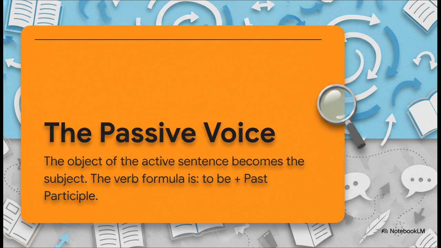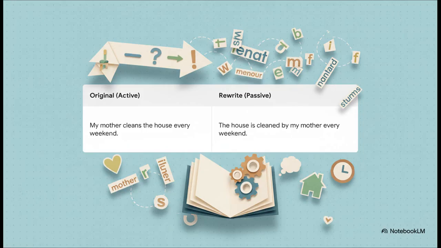The formula is actually pretty simple. You just grab the object, stick it at the front of the sentence, and then use the verb to be with the past participle. Okay, let's look at another one. So in the first sentence, my mother is the one doing the cleaning, right? She's the focus. But in the second one, bam, the house is suddenly the main character. The meaning is exactly the same, but you feel the difference, don't you? The emphasis is totally different. This is such a great trick to mix things up in your writing and speaking.